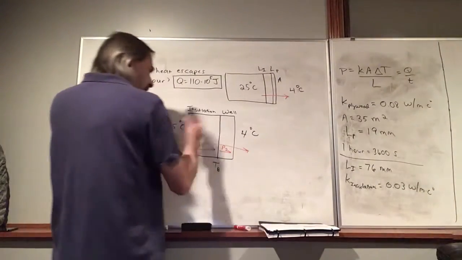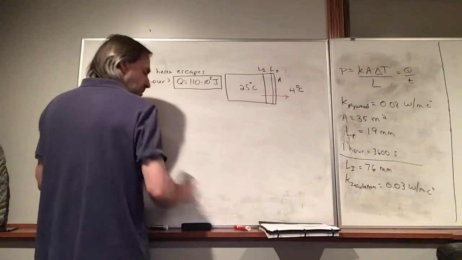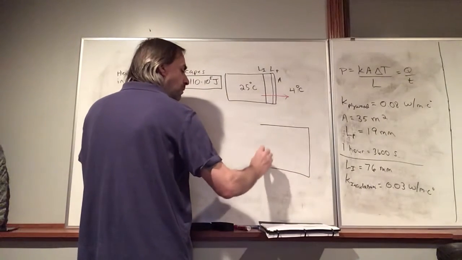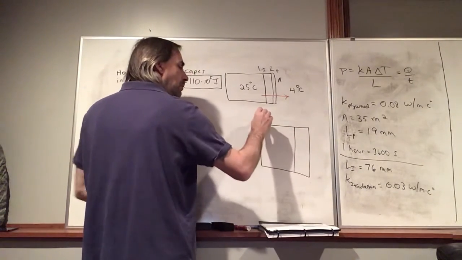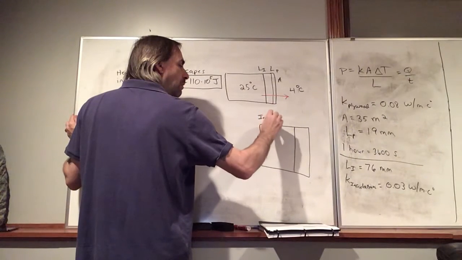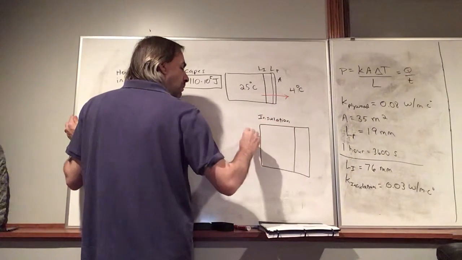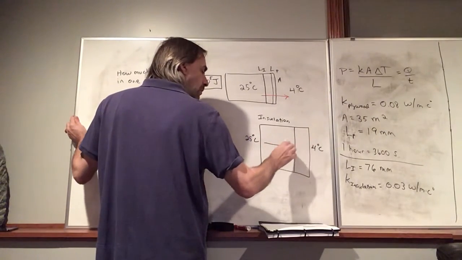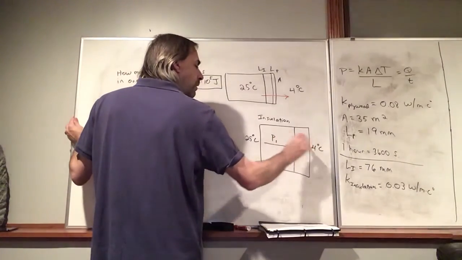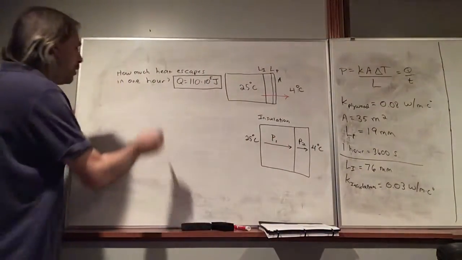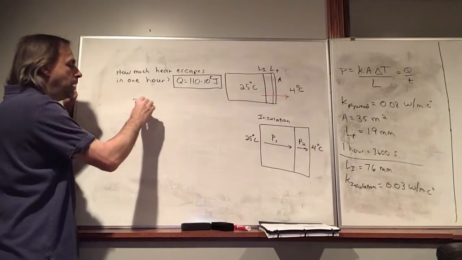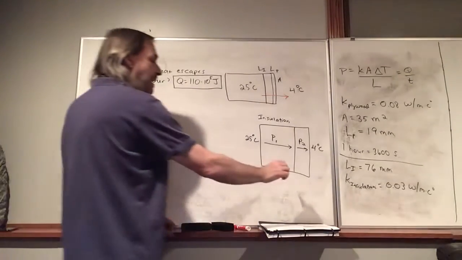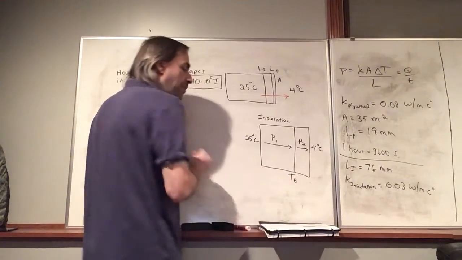So actually I'm going to keep this picture up. So I'm going to just erase it and move it over here. I'll draw the same thing. That's P1 and that's P2. And what we're saying is that P1 is equal to P2. And we're going to use this to solve for the temperature, we'll call it TB, temperature at the boundary.